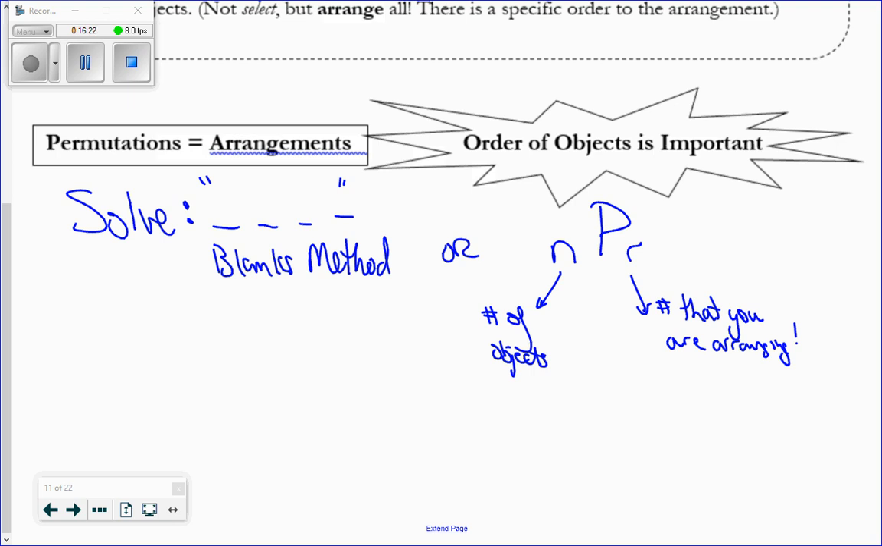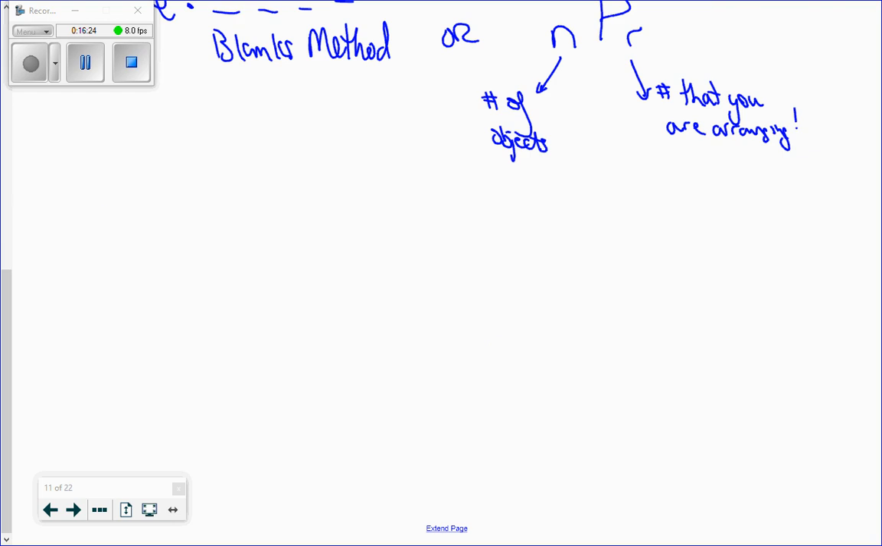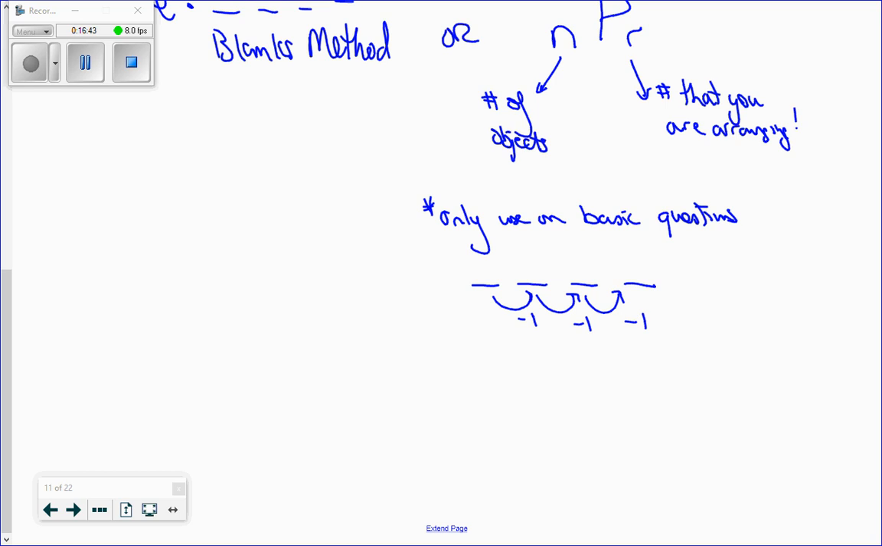Here's my issue with nPr. I have a couple of them. You can only use it on the basic questions. What I mean by that is the blanks have to be counting down by ones. Or in other words, no restrictions.